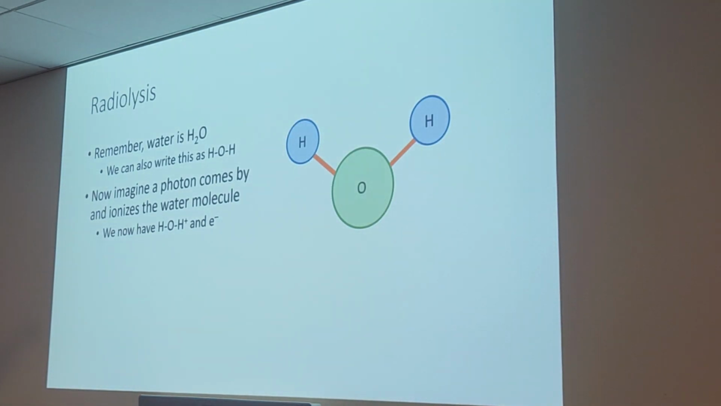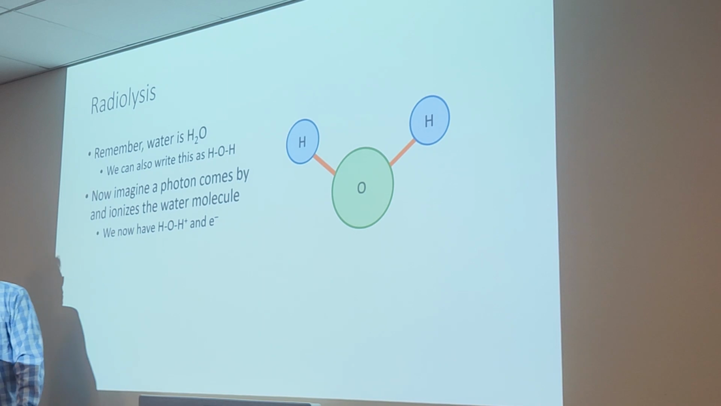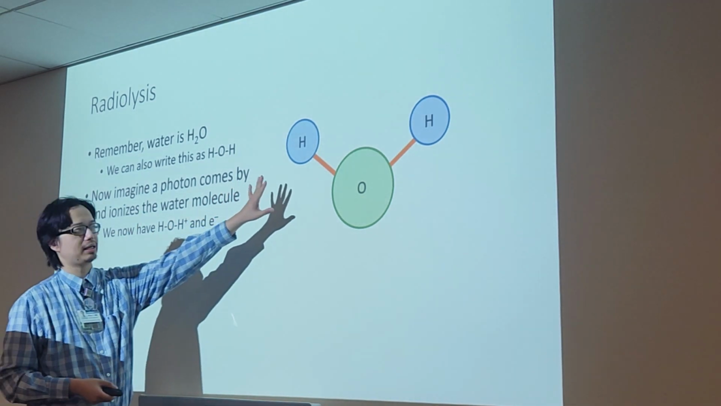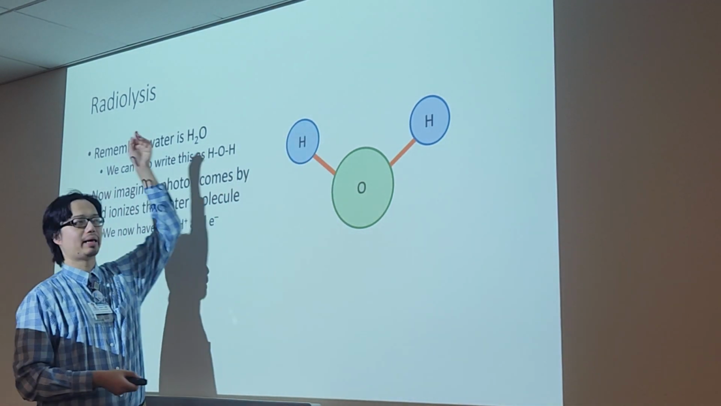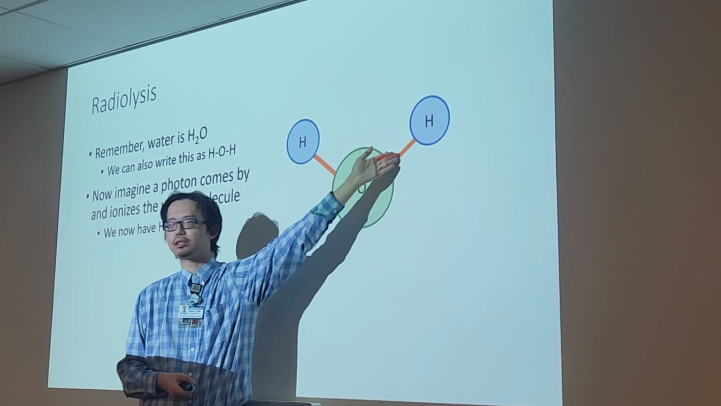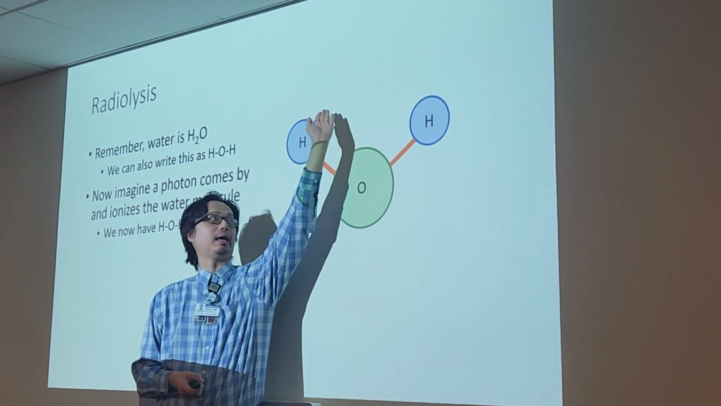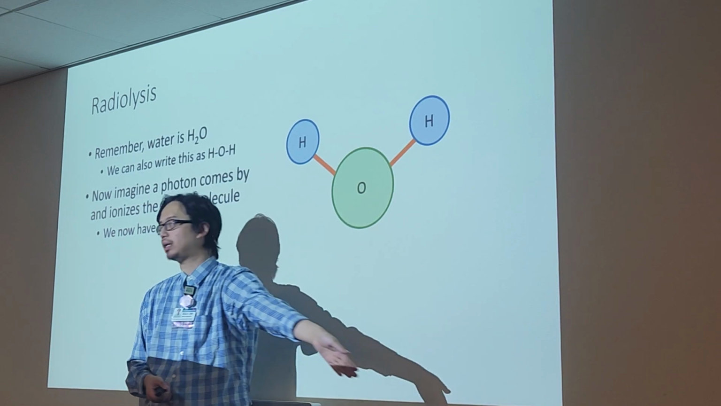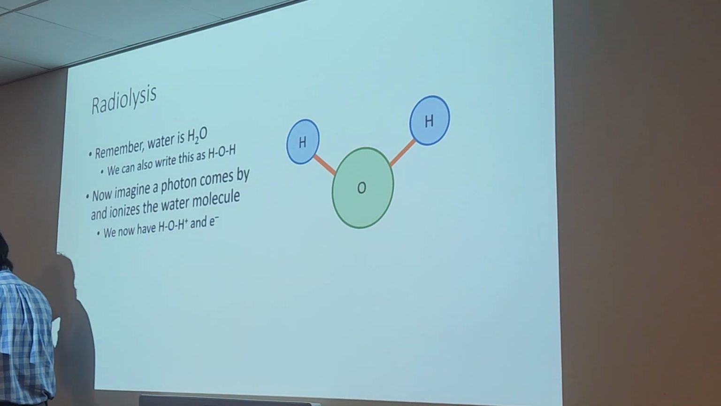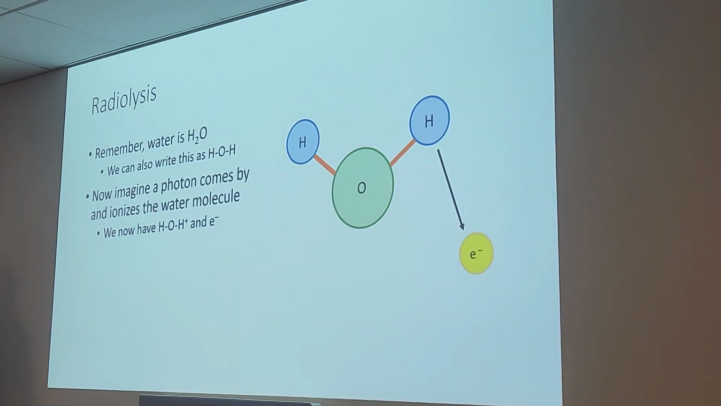So, here we have water, H2O. 2 H's, 1 O. Okay. Now, this water floating inside our cytoplasm, an X-ray comes in, and it hits one of these chemical bonds. And the energy from the X-ray breaks the chemical bond. What happens?